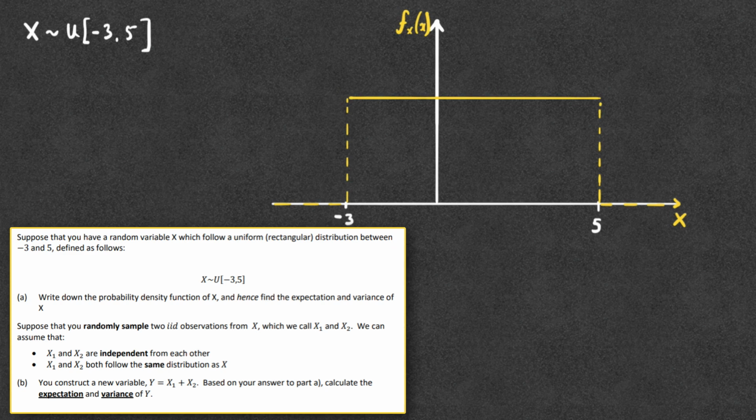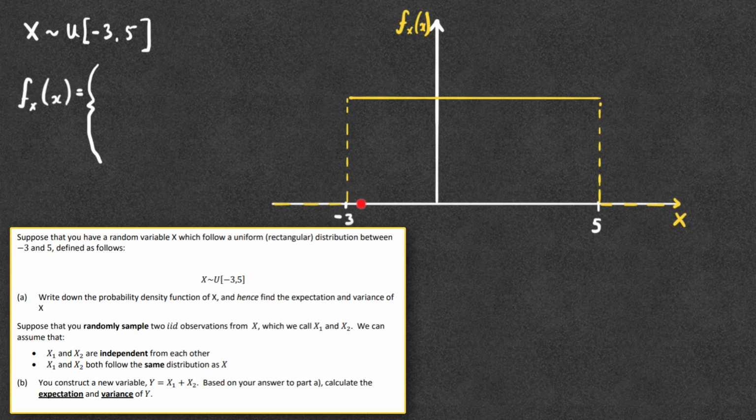Now remember, a probability density function is well defined if two conditions are met. Firstly, the probability density function is always greater than or equal to 0, and secondly, the area under the probability density function is equal to 1. So we've got a uniform distribution, or a rectangular distribution, that's non-zero between -3 and 5. So that's a width of 8.